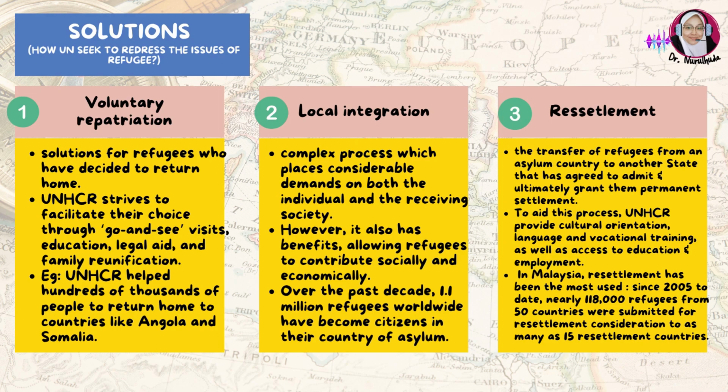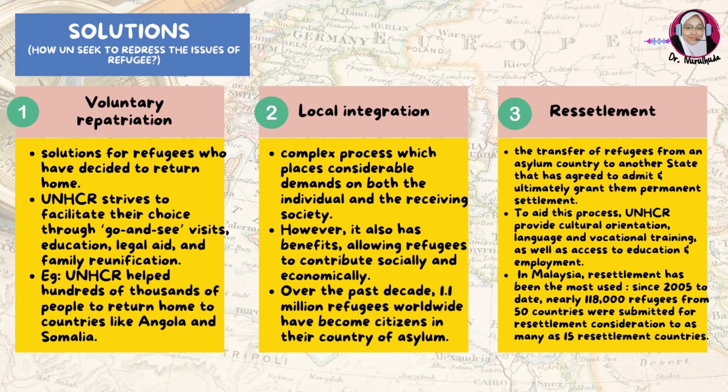The second solution that the UN seeks is local integration. It is a complex process which places considerable demands on both the individual and the receiving society. However, it also has benefits, allowing refugees to contribute socially and economically. Over the past decade, 1.1 million refugees worldwide have become citizens in their country of asylum.